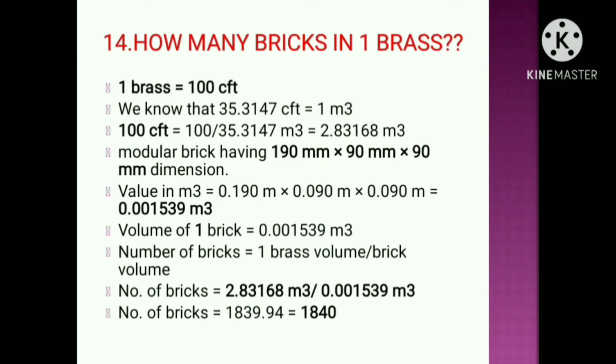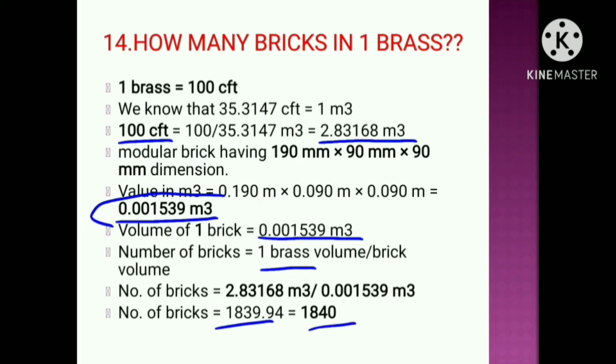Modular brick is having a size of 19 by 9 by 9 centimeter. Converting it into meters, so we will get the value in meter cube as 0.001539 meter cube. This is the volume of one brick. Number of bricks in one brass we can calculate as one brass volume divided by brick volume. So one brass volume is 2.83168 meter cube divided by one brick volume, which is 0.001539. So we get the number of bricks as 1840.